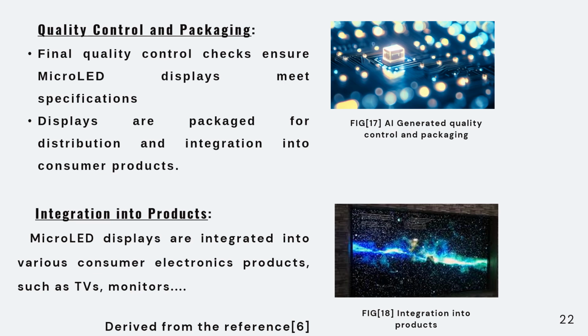Then the quality control and packaging. Final quality control checks ensure the micro LED displays meet specifications, and the displays are packaged for distribution and integration into consumer products. And the last one is the integration into products. After all these steps, the micro LED displays are integrated into various consumer electronics products like TVs, monitors, smartphones, etc. Okay.